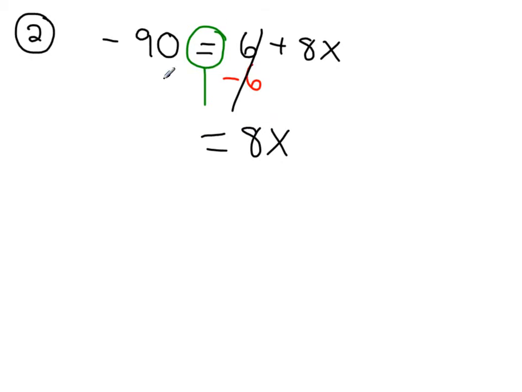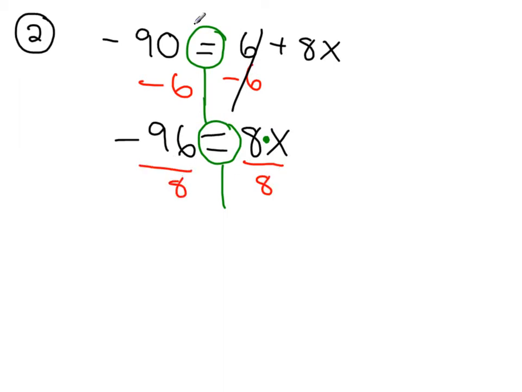But whatever you do to one side, you better make sure you do to the other. Now, negative 90 minus 6, they're both negative, so you add them. So you have negative 96. After addition principle is done, now you move on to multiplication principle. You have 8 times x. You want to get x by itself, so you do the opposite. You divide both sides by 8.